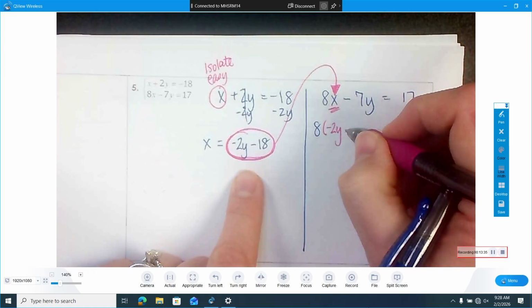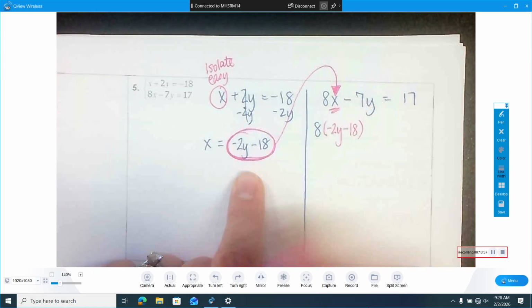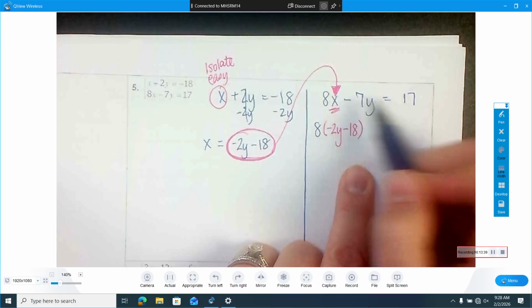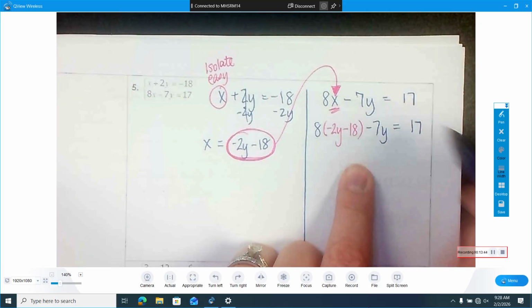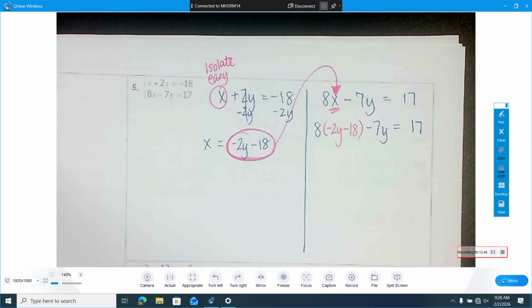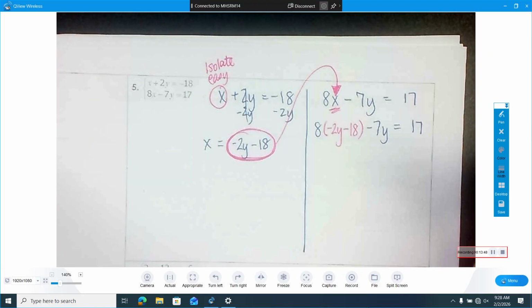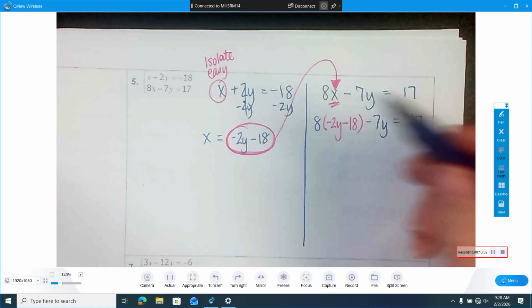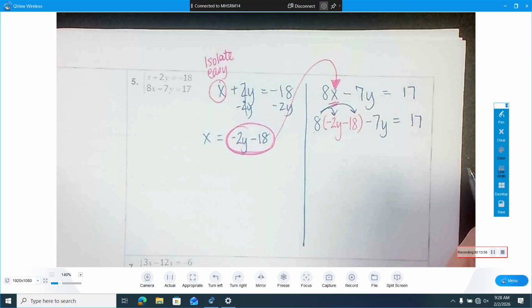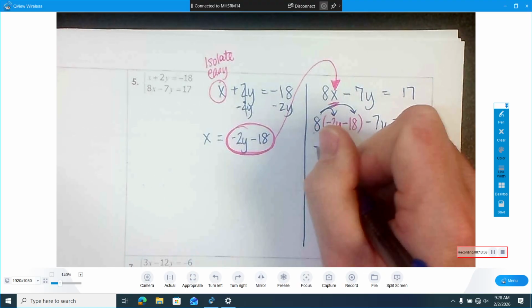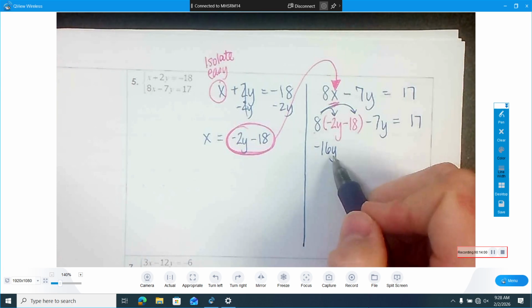So in place of the x, we're popping in our negative 2y minus 18. And then don't forget the rest of your equation here. We have a negative 7y and it equals 17. What do I need to do next? Multiply that 8 in. 8 times negative 2 is negative 16 with a y.